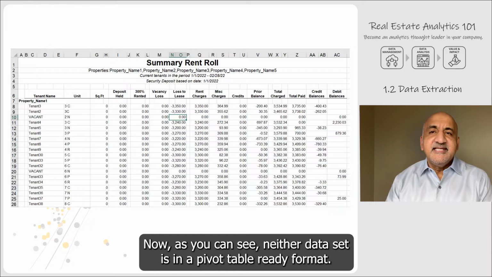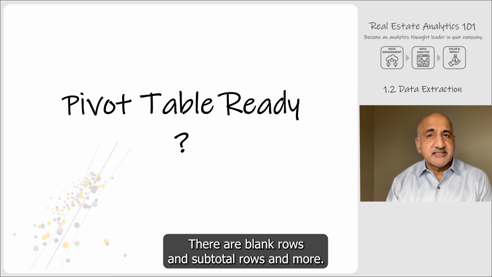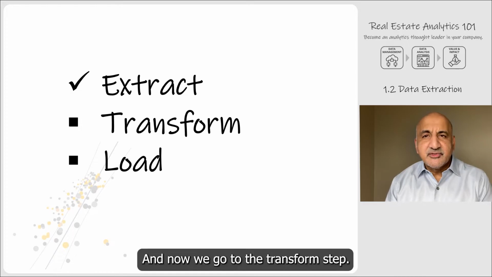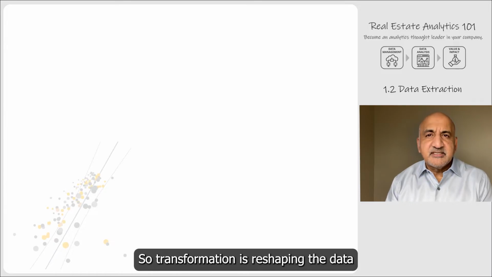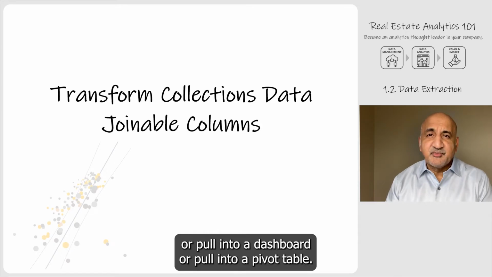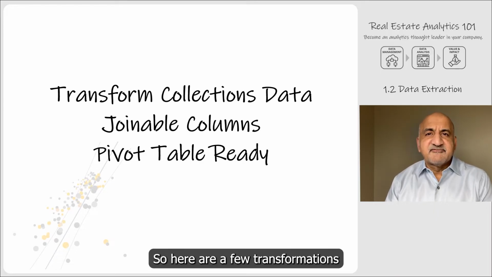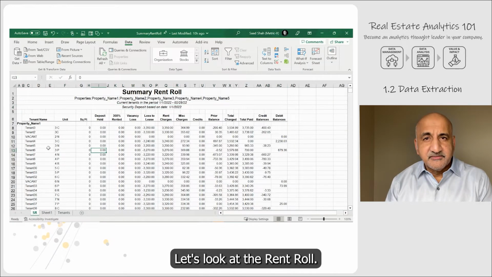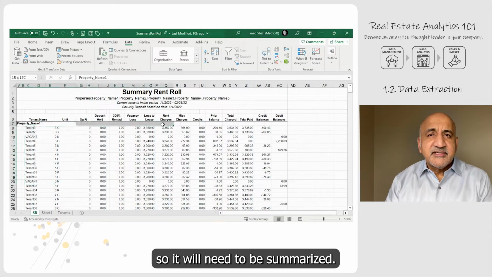Now, as you can see, neither data set is in a pivot table ready format. There are blank rows and subtotal rows and more. So the extract step is complete, and now we go to the transform step. So transformation is reshaping the data so that it can be joined to another data set on certain columns, or pulled into a dashboard, or pulled into a pivot table. So here are a few transformations that need to be performed on our collections data. Let's look at the rent roll. So as exported, the rent roll shows each individual resident, so it will need to be summarized.